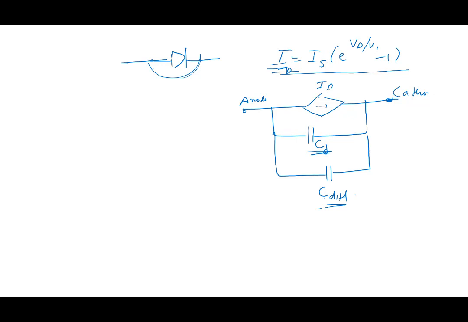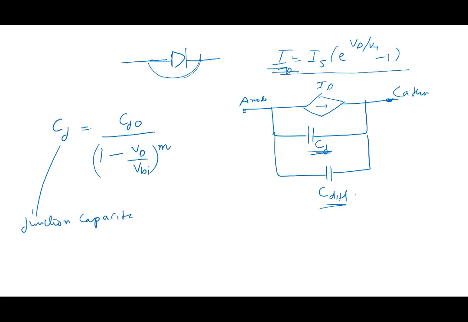So Cj goes like this: Cj0 times 1 minus Vd over Vbi, to the power m. That's how it goes. It depends on the diode voltage. This is called the junction capacitance. That's why the word Cj. Sometimes we also call it depletion capacitance. They are the same thing.